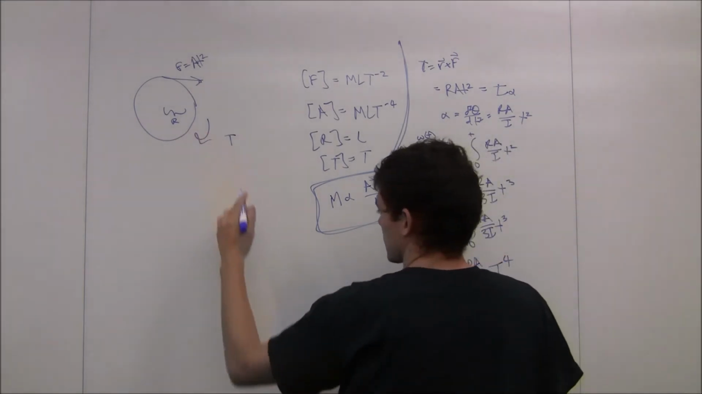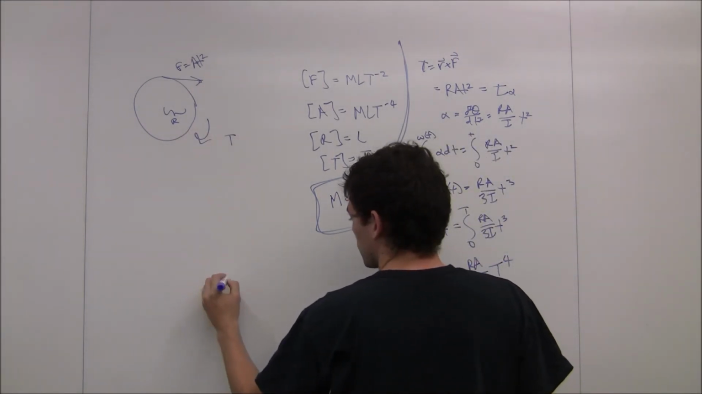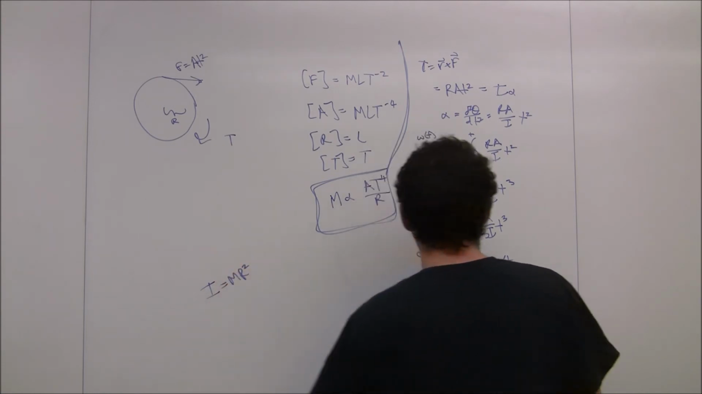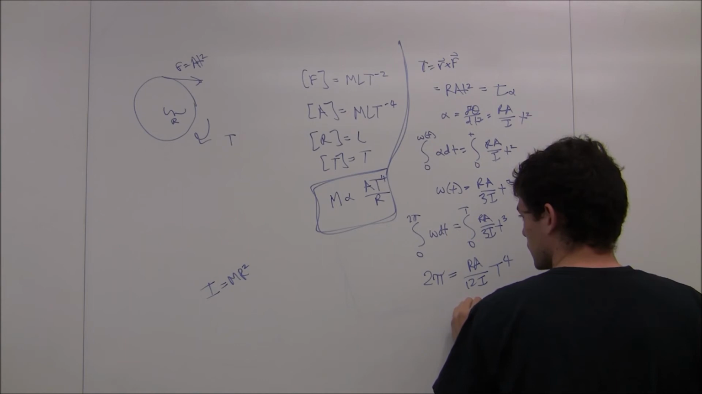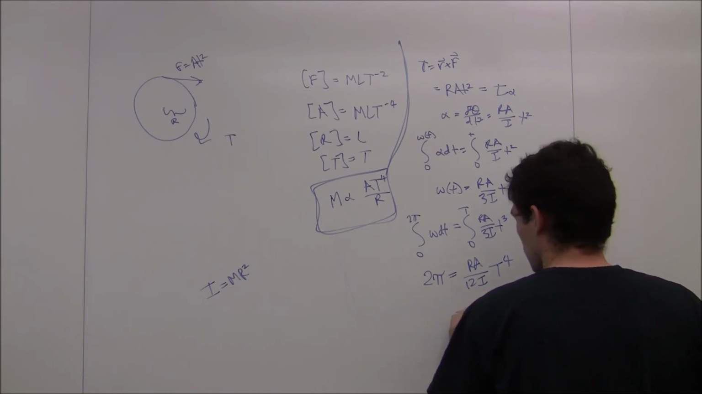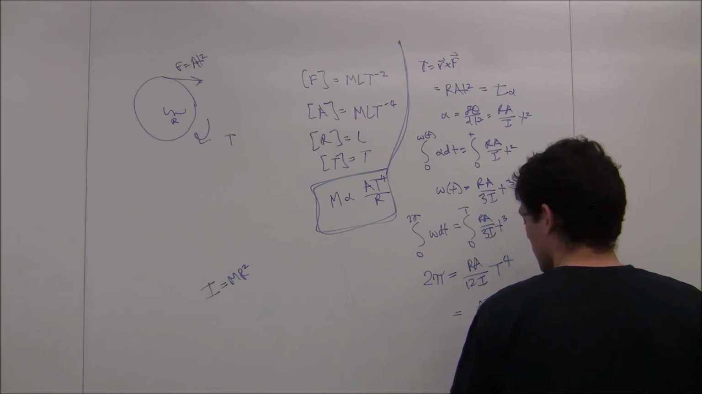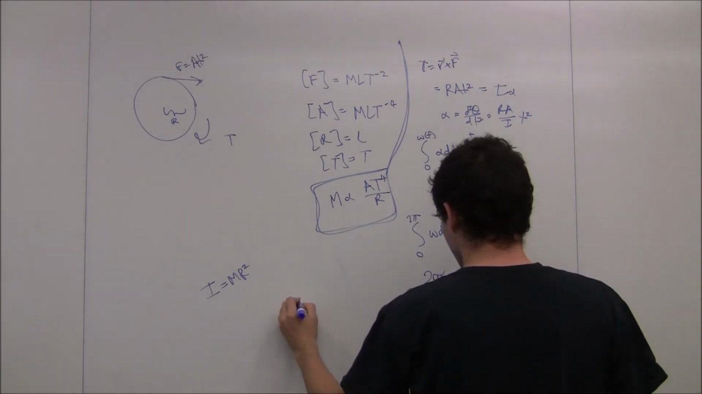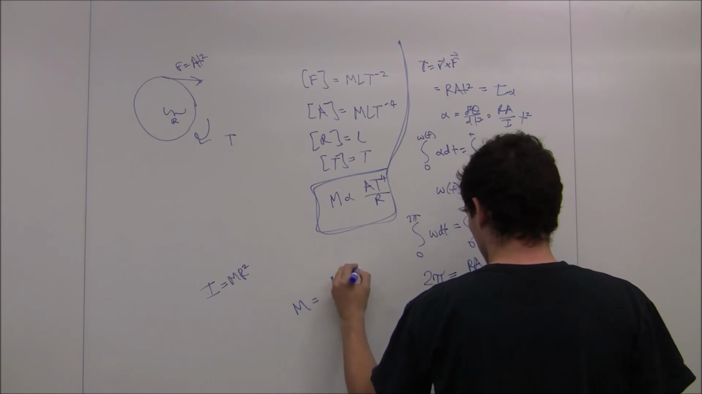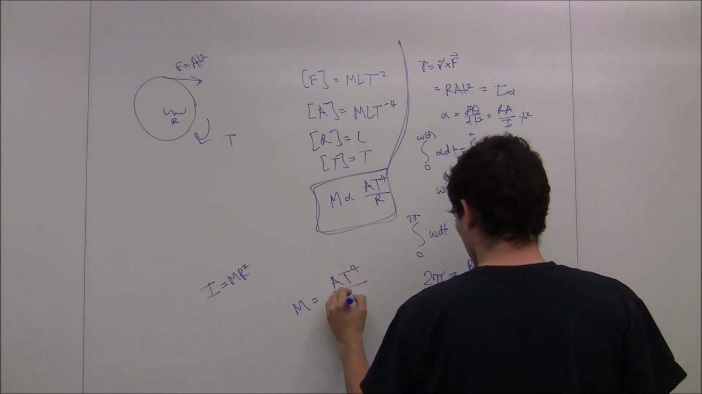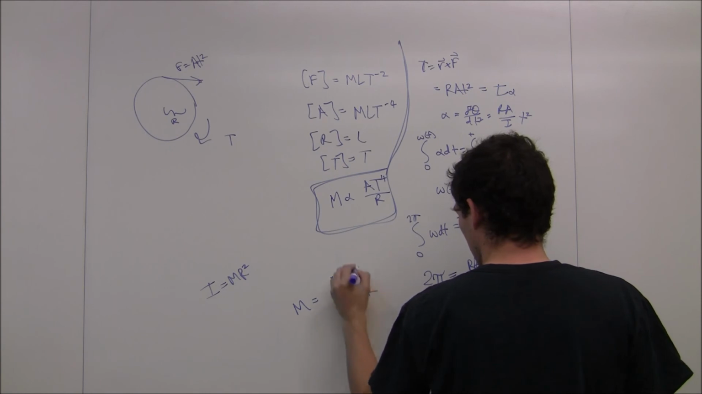We know that since it's a ring, we have that I equals m r squared. So we can plug that in. That gives us that 2 pi is equal to A T to the 4th over 12 m r. And this tells us that m is equal to A T to the 4th over 24 pi r.